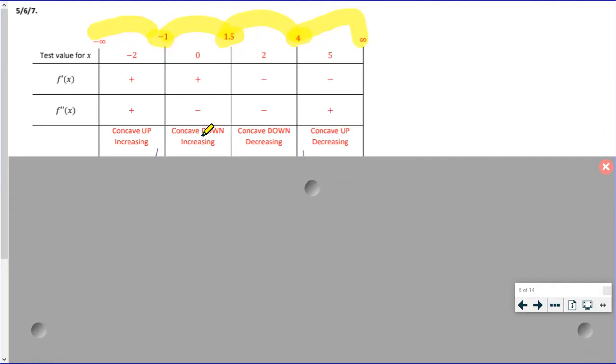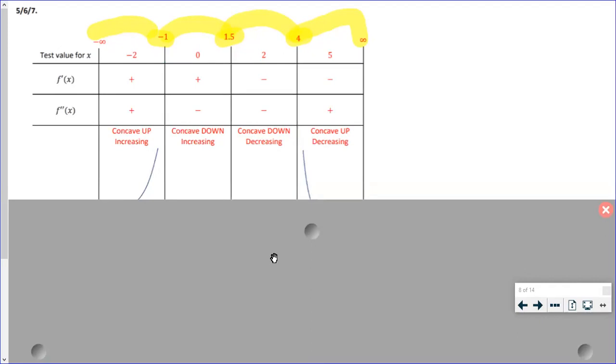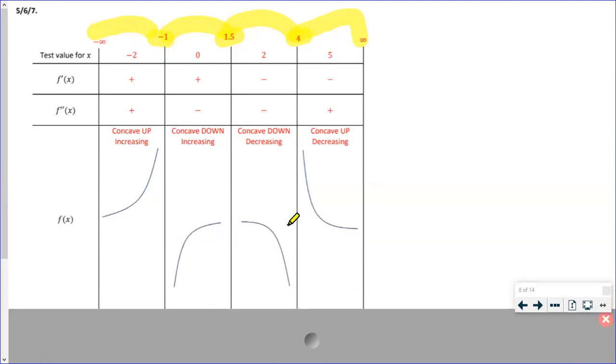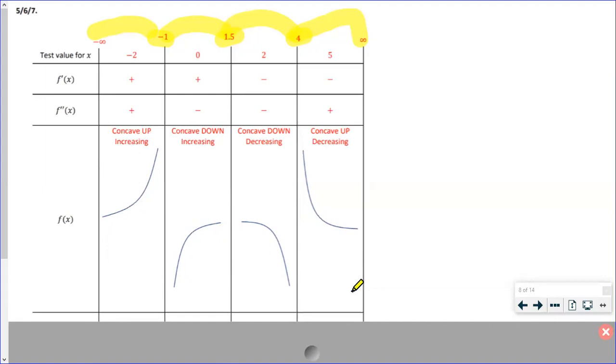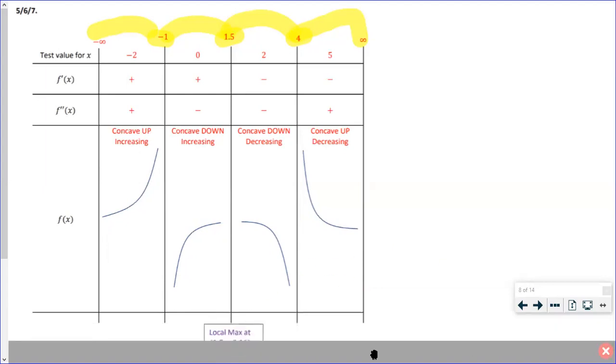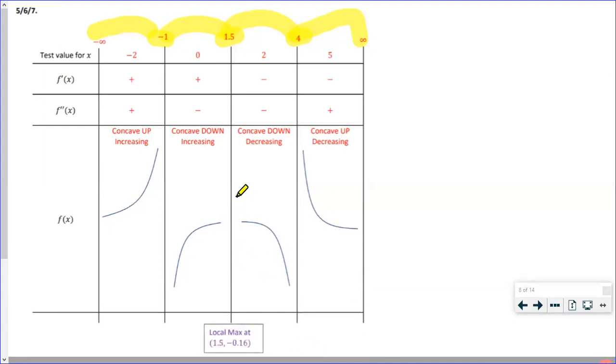Then we move from concave down to staying concave down, but an increasing interval that peaks at 1.5 and then a decreasing interval from 1.5 to 4. At the asymptote again, the graph moves to concave up and another decreasing interval. So what that looks like is, because of our horizontal asymptote, that explains why the graph goes from increasing concave down to decreasing concave down. And it also proves that we do have a local maximum at my critical number. So there's a local maximum at x is equal to 1.5, y is equal to negative 0.16. So no points of inflection, but there is a local maximum.